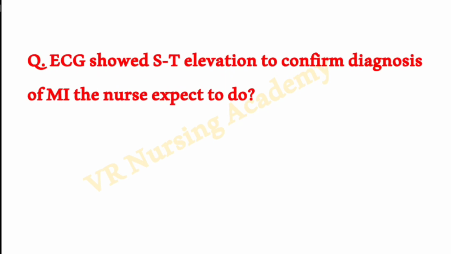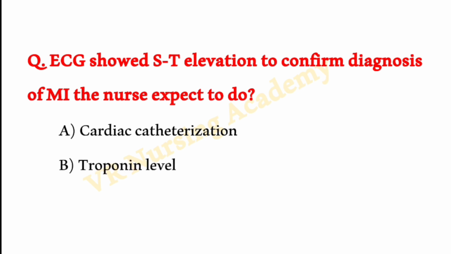Next question. ECG showed ST elevation. To confirm diagnosis of MI, the nurse expects to do? Option A. Cardiac catheterization. B. Troponin level. C. Echo. Which correct answer is? Option B. Troponin level.